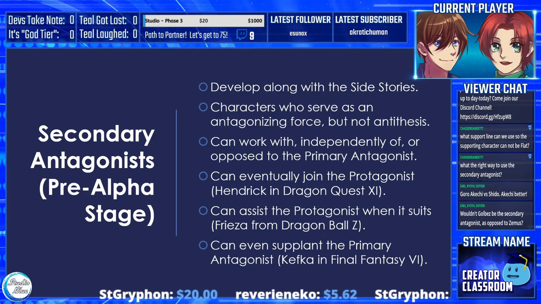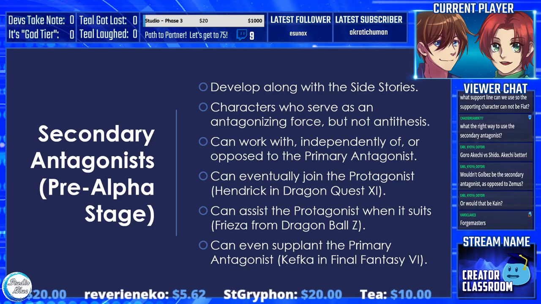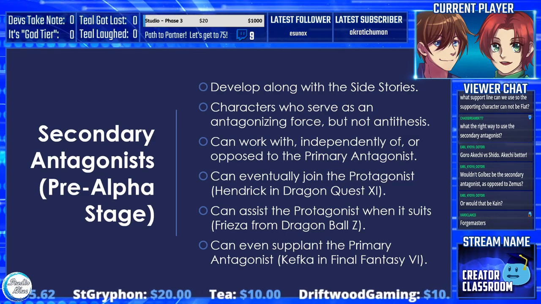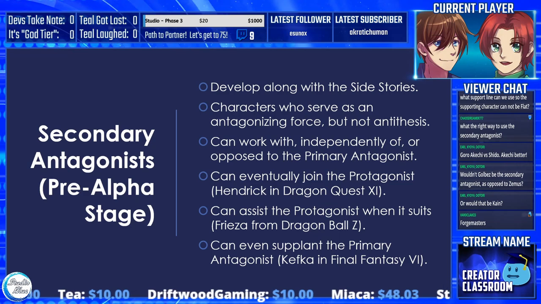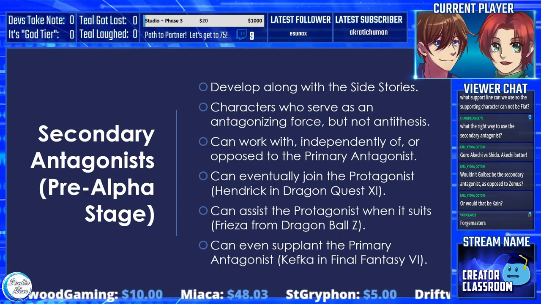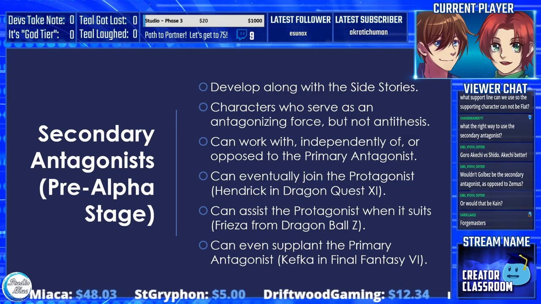So Earl asks a fantastic question. Wouldn't Golbez be the secondary antagonist as opposed to Zemus? Zemus shows up at the end of the game. For most of the game, the primary antagonist is actually Golbez. Yes, Zemus is the real bad guy. He's the mastermind. And when Golbez becomes good, thanks to Fusoya, Zemus becomes the primary antagonist.